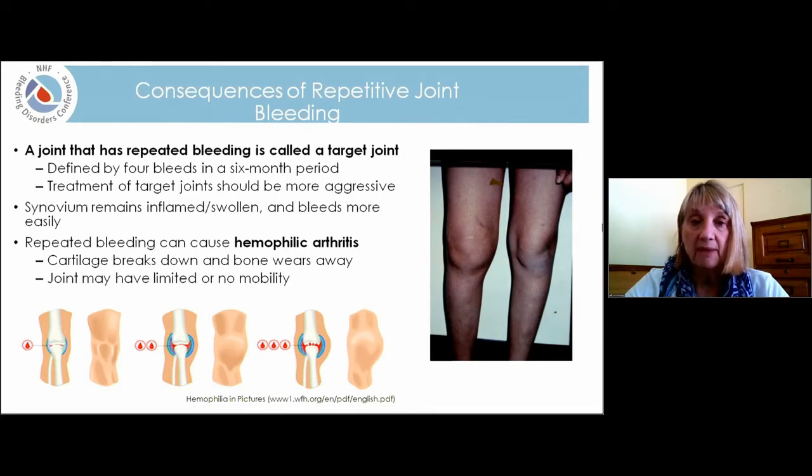But when it does happen over a period of time, it can result in hemophilic arthritis. Repeat bleeding can cause the cartilage between the bones to break down and may cause limited mobility or no mobility at all. So for those of you who are listening who have older family members, maybe a grandfather, an uncle, a great uncle, someone who has had multiple bleeds into a joint before the age of prophylaxis, you may see that they have some significant difficulties moving a joint.